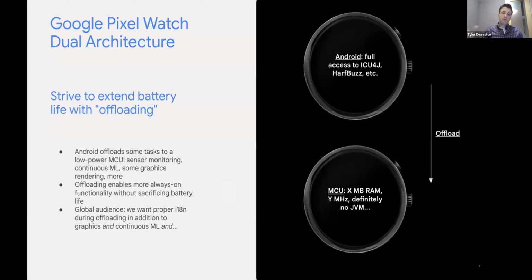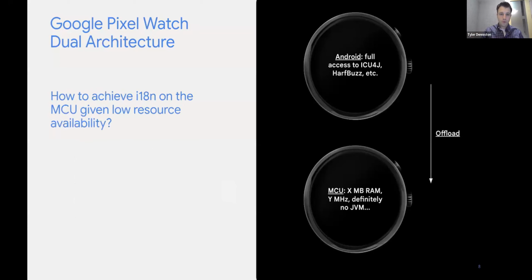Coming back to the context of this talk, the device is intended to be available for a global audience. And what that means is when we're displaying textual data, like some of the data that we saw on the previous slide, we really can't not have proper internationalization support in this offloaded environment. And crucially, we need this to work in addition to the actual rendering of the graphics and the continuous machine learning models and so on. So the question we faced was, how can we achieve proper internationalization support on this fairly low resource MCU?